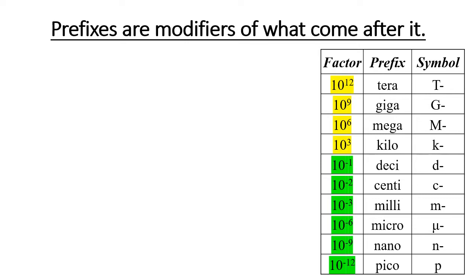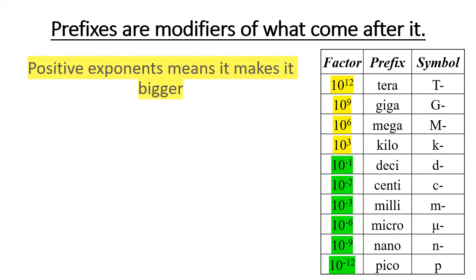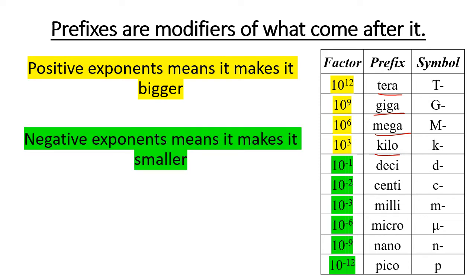And so if you look at the prefixes here on this kind of right side, I'm going to point out that positive exponents makes whatever comes after it bigger. The modifier makes things bigger. So tera, giga, mega, and kilo makes something bigger, whatever comes after it. Negative exponents, however, makes things smaller. So whenever you have negative exponents, it shrinks whatever comes after it. So this would be this set here.